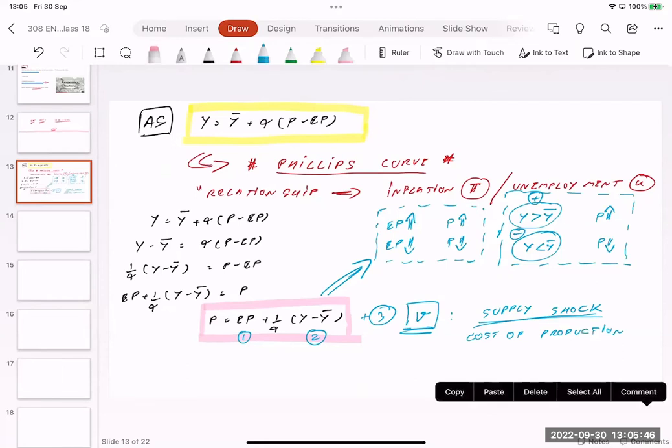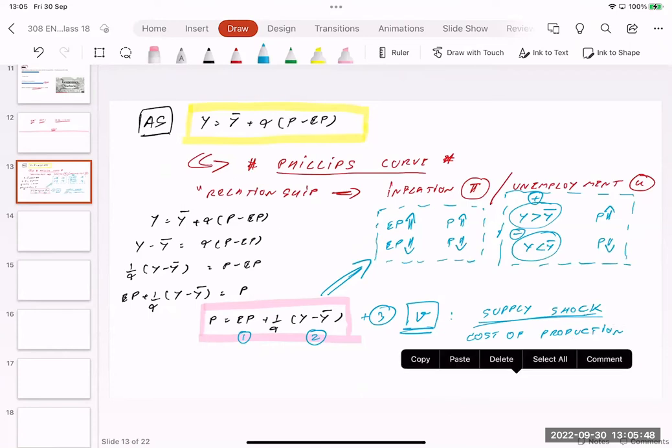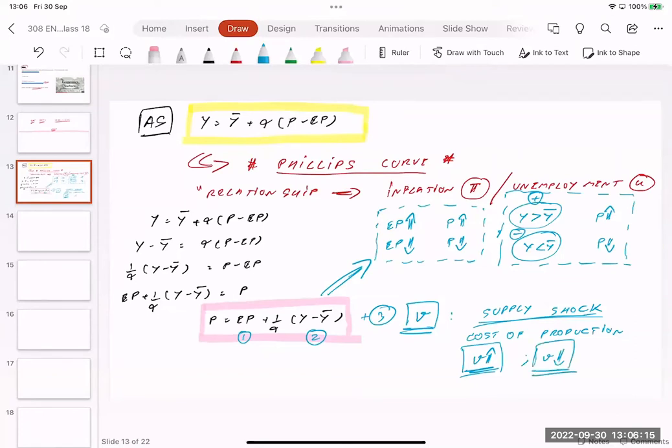For example, if v is going up, it means that for some reason the cost of production becomes higher. For example, right now we have the war between Ukraine and Russia. Energy prices go up and everything becomes more expensive. The cost of production goes up. This is the case of v increasing. On the opposite side, we have the case of v decreasing.